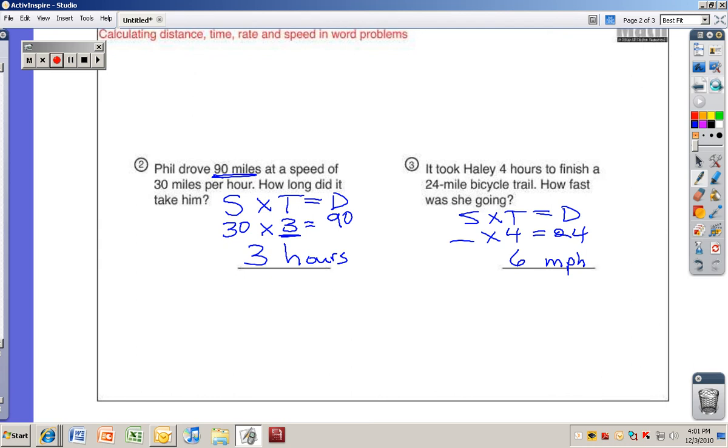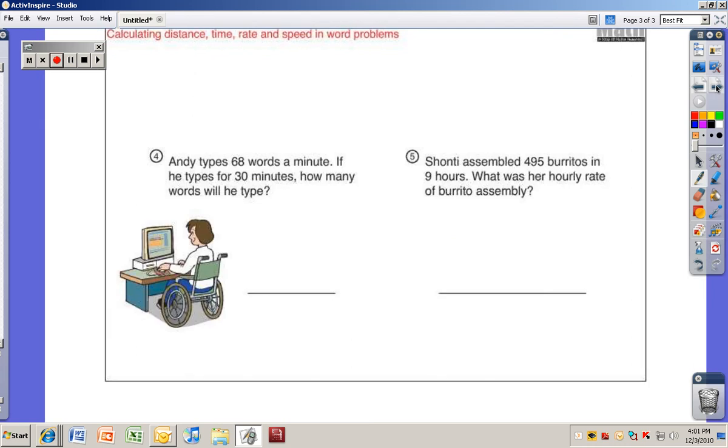Okay, now we'll go to the next page, and I want you to try numbers 4 and 5 on your own. Pause the video when you're ready to see the solution. Okay, Andy types 68 words a minute. If he types for 30 minutes, how many words will he type? So again, speed times time equals distance, or maybe in this case it's the total. Andy types 68 words per minute. That's a speed.